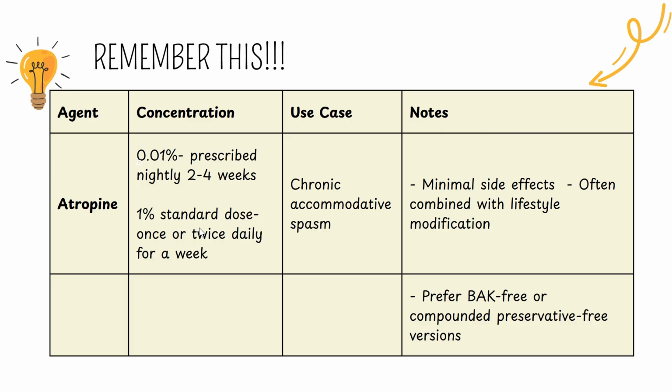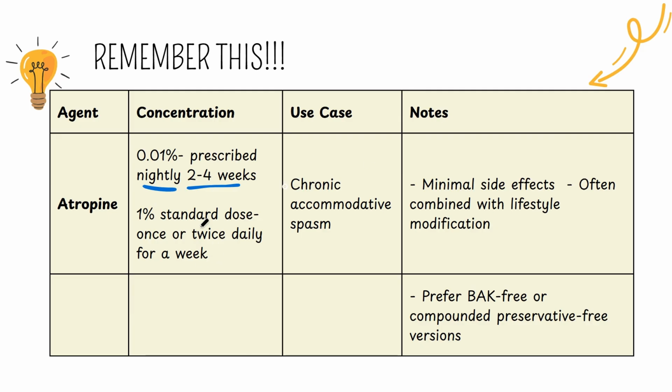So atropine is available in low dosage and also as standard dose. Now it's available as 0.01%. This is prescribed as a nightly treatment for 2 to 4 weeks, and the standard dose, that is 1%, can be prescribed either once or twice daily for a week, right?